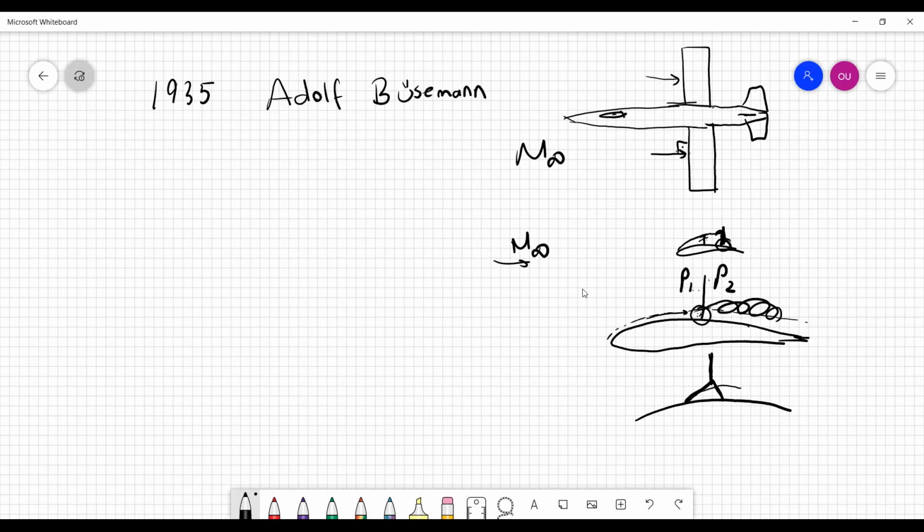Now, this is called a lambda shock pattern, very close to the body surface. This lambda shock wave pattern is a standard footprint of shock wave boundary layer interaction. It causes the flow to separate after the shock wave.